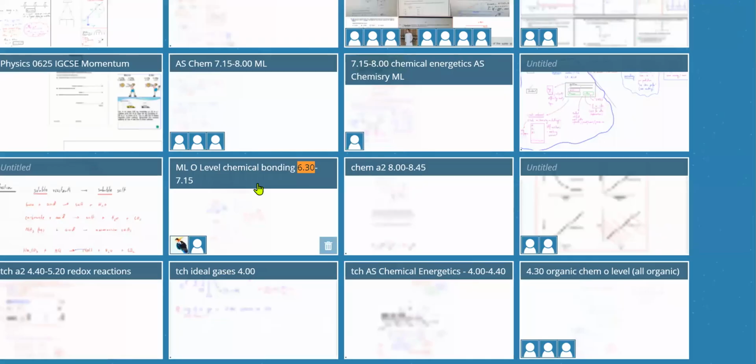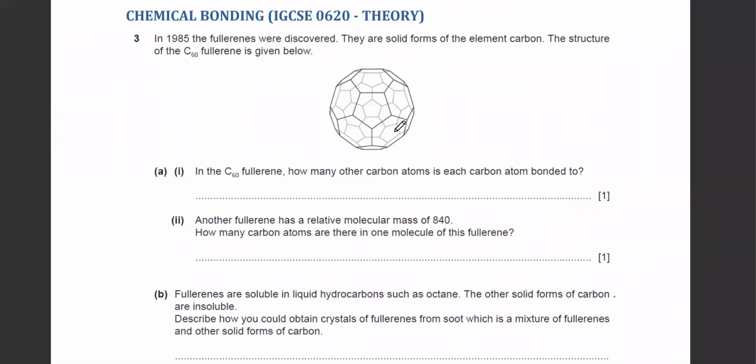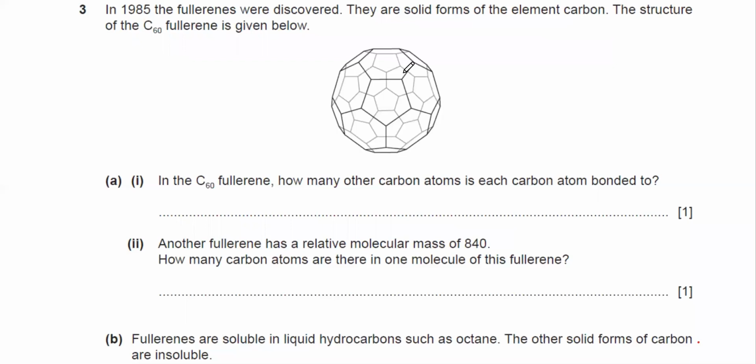This particular question, that's the first question, is about a fullerene. He's saying that they are solid forms of the element carbon. The structure of fullerene is given below. In the C60 fullerene, how many other carbon atoms is each carbon atom bonded to? If you look carefully, remember fullerenes are made out of graphite. So each carbon atom is bonded to 3 other carbon atoms. Each dot represents a carbon atom. So every carbon atom is bonded to 3 other carbon atoms.